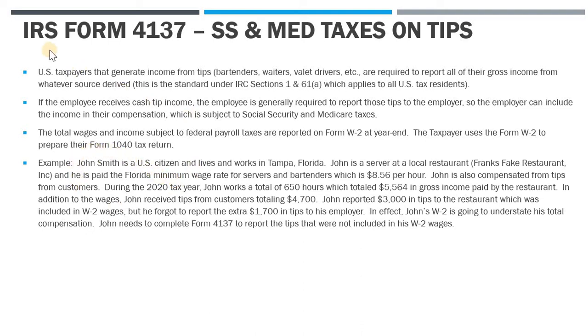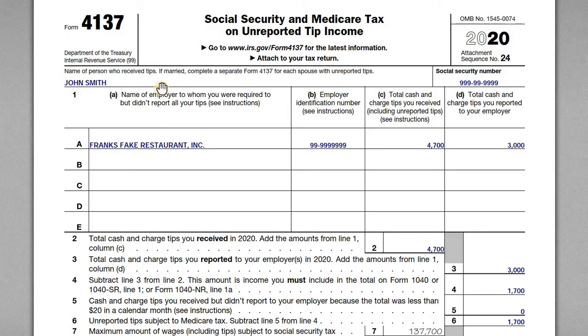Alright, for this video I wanted to cover the IRS Form 4137. This is typically included with a Form 1040 filing if you have compensation that was not subject to Social Security or Medicare taxes at source. Okay, so I've got one slide in front of us with the rules and an example, and then a sample Form 4137 that's going to be completed by our taxpayer here.